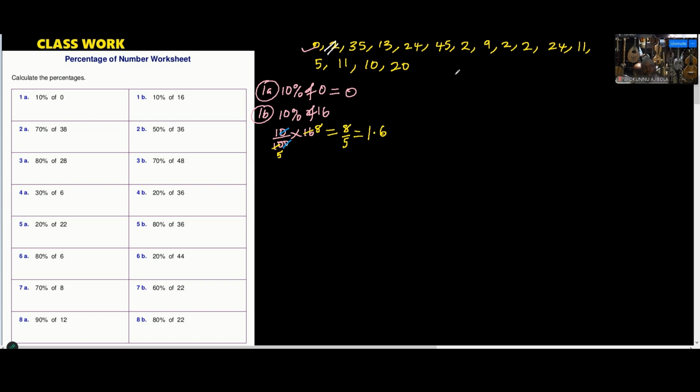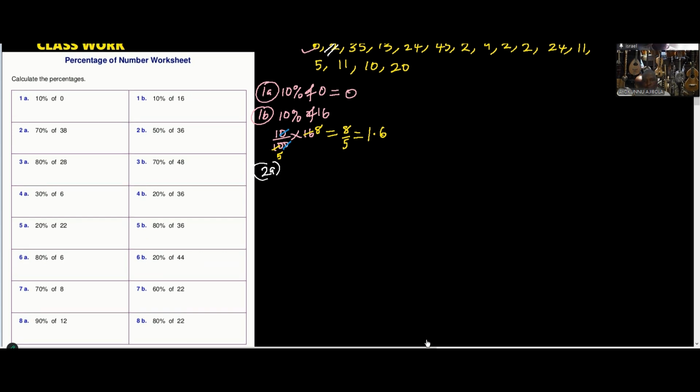Then number 2a. So now we've done the first two. So let's move to, can you hear me now? Yeah. Can you hear me now? Yes. Okay. When I ask you, I want you to respond better so that I can hear you properly. So let's move to 2a.